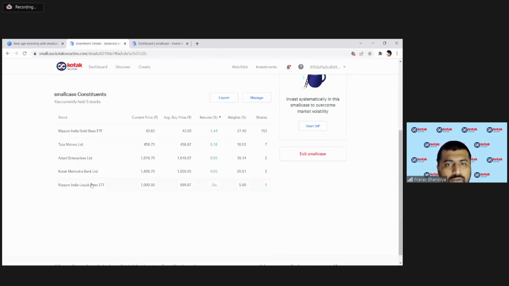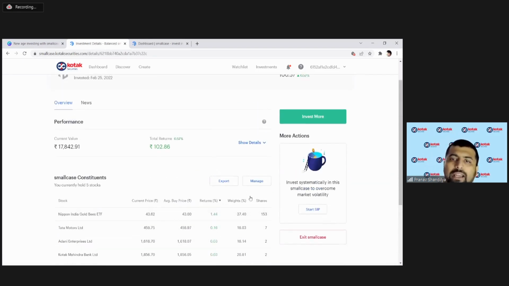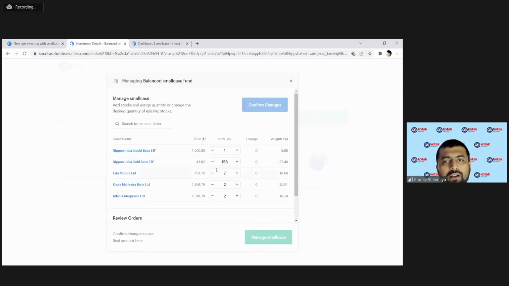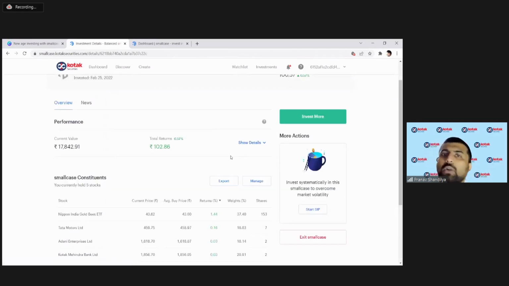And you can see the list of stocks here, current market price, average buy price, returns, weightage, shares, and so on. If you want to edit it, simple. You can click on manage over here and edit it. Whatever you edit here will directly get reflected in your Kotak trading and Demat account.